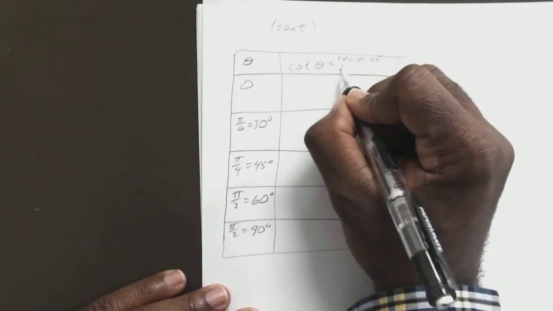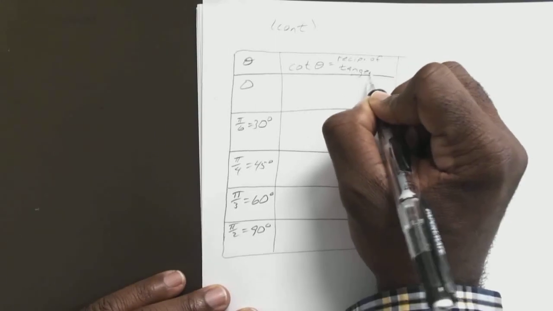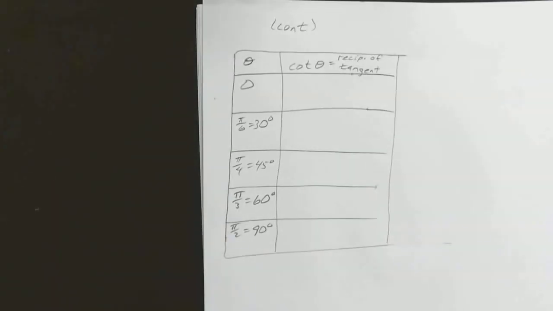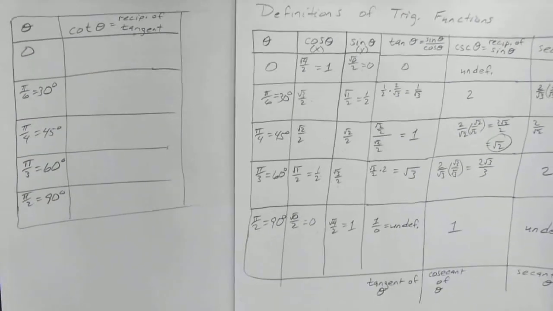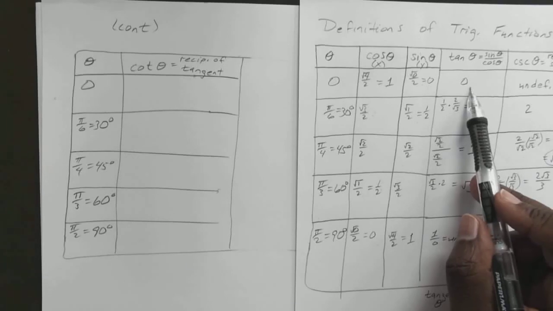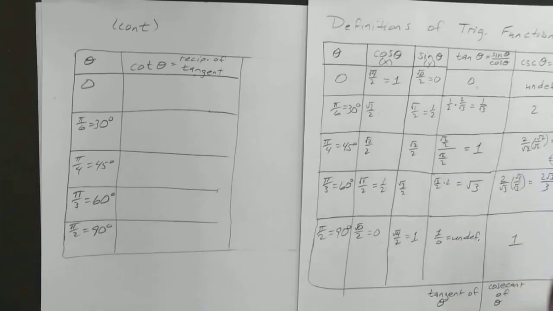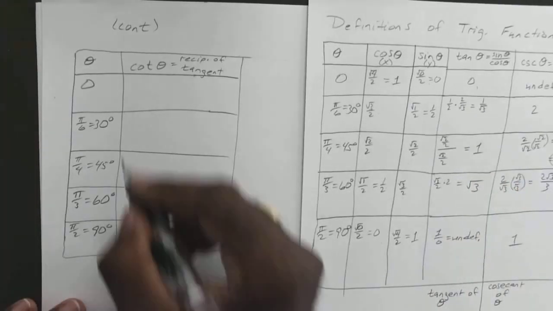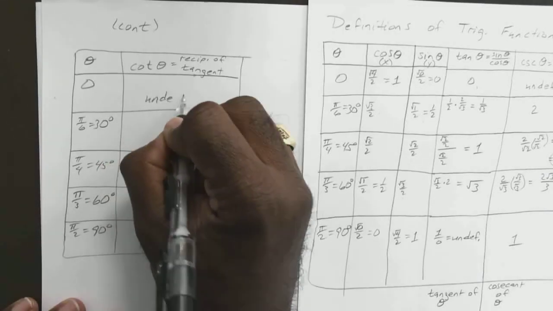So it's the reciprocal of tangent. Okay, so we have our tangent, and I'll see if I can slide that. Yeah, I got room to show it. So our tangent is 0. So if we flip 0 over anything, any number over 0 is undefined.